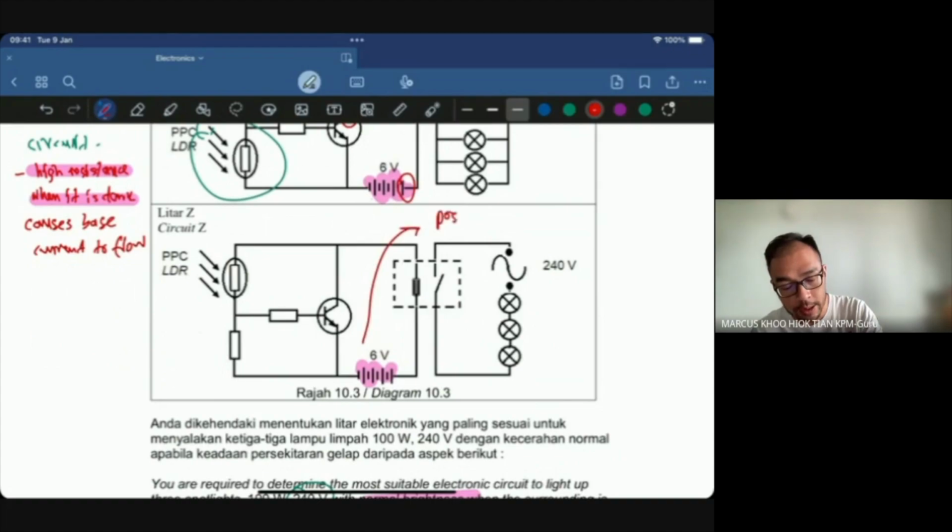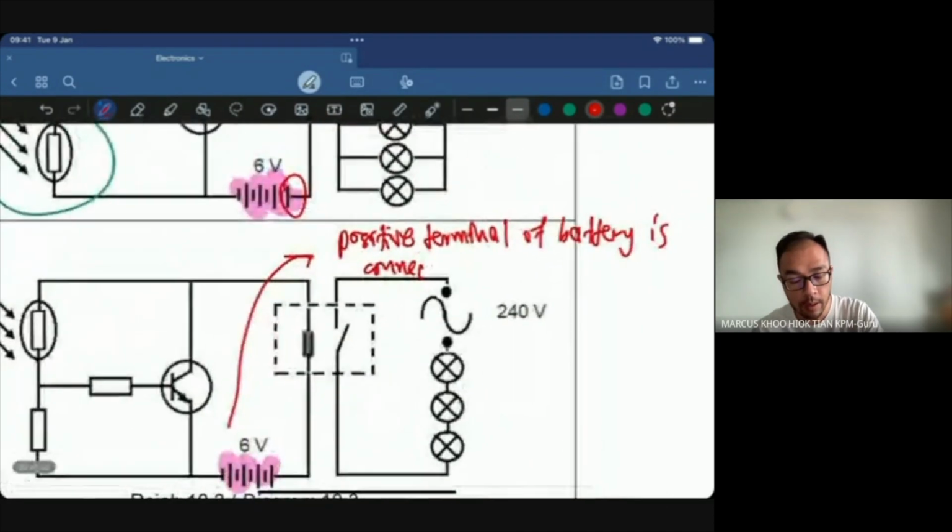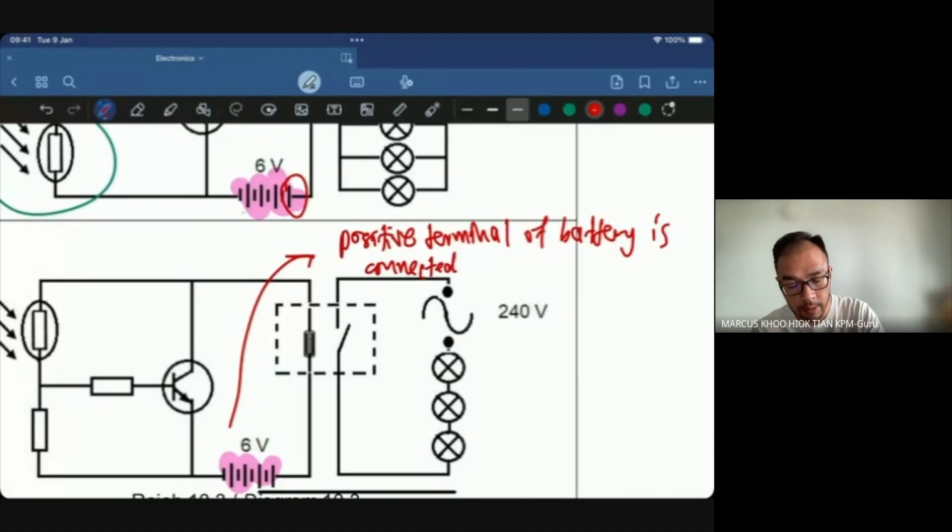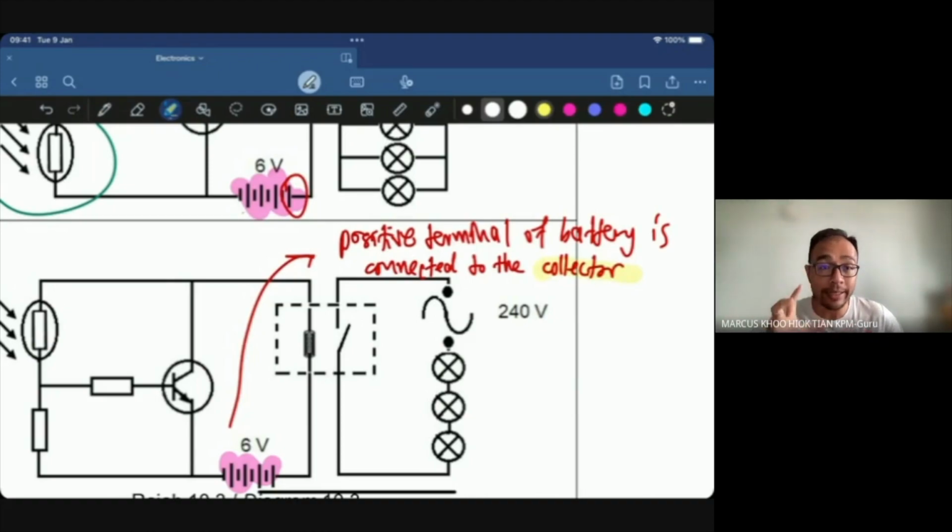Positive terminal of battery is connected to the collector. Positive is connected to the collector.